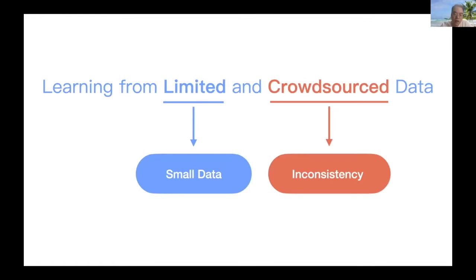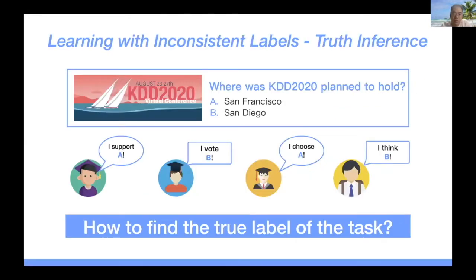Okay, I've introduced the small data problem and how we deal with it. Next, I will talk about the inconsistency of crowdsourced data. In this simple example, let's look at this picture. It says KDD 2020 with two sailboats and an ocean. If we show this picture to our crowdsourced workers and ask them where KDD 2020 was planned to be held, they give very conflicting answers, because this question is really hard, given that San Francisco and San Diego are both seaside cities.